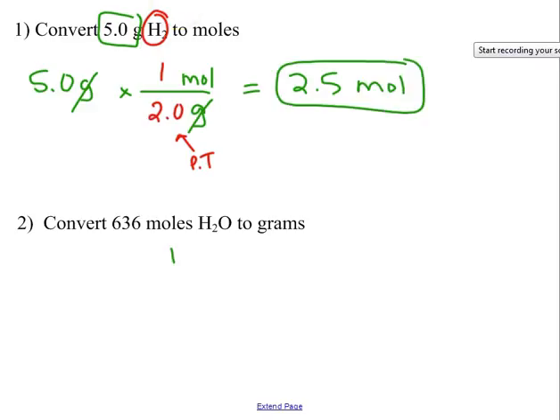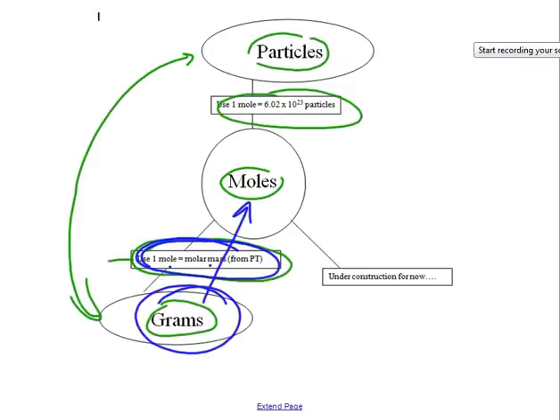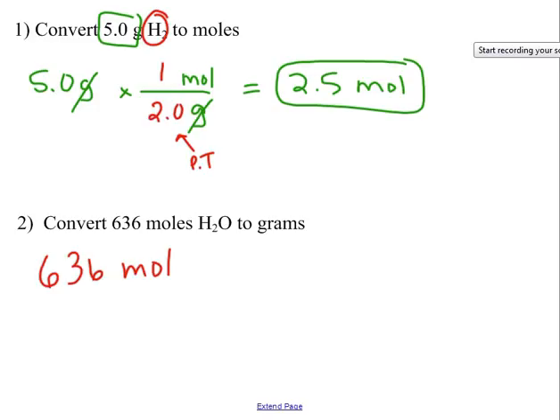All right, so in problem number 2, we're going to be converting 636 moles of water to grams. In these problems, always start with the number that you are given. In this case, it's 636 moles. I'm going to step us back to the mole map. Here we're starting in moles, and now we're trying to get to grams. So again, we're going to have to use that molar mass conversion from the periodic table. So this is just going to be a single step problem.